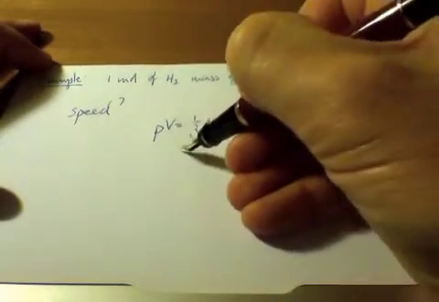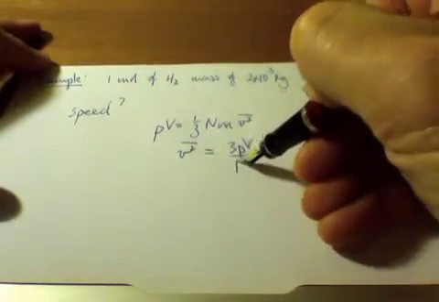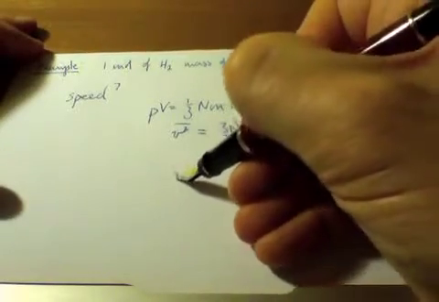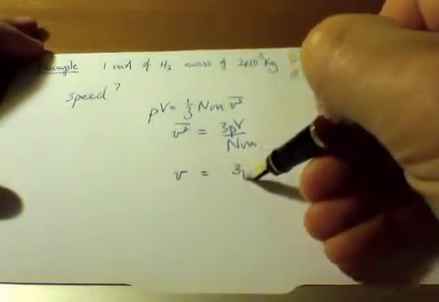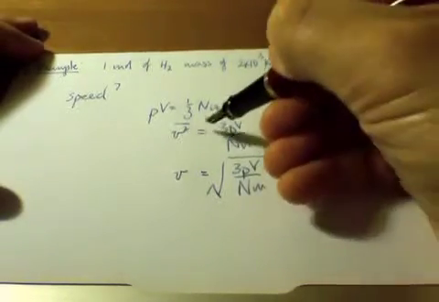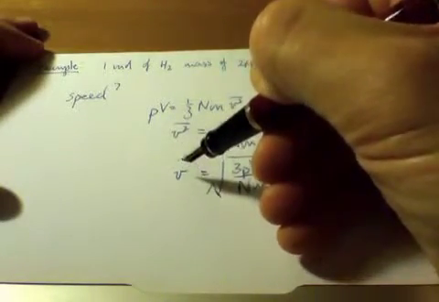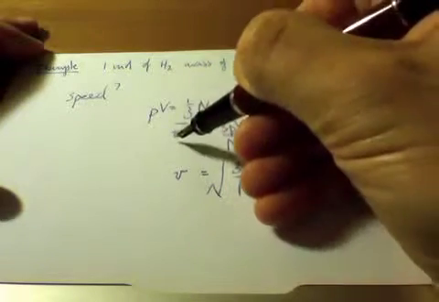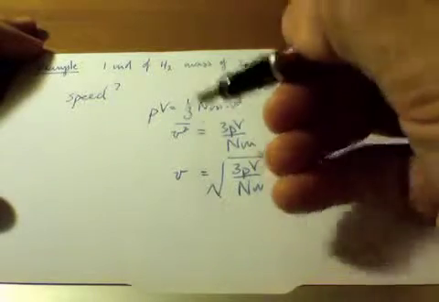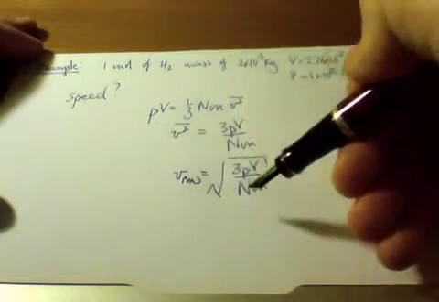Simple rearrangement gives us 3PV over Nm. Now, when we write the final stage, which is the speed of the particles, it comes out, if I square root this side, that's not actually square rooting, that doesn't give us v, mathematically that doesn't give us v. That gives us the square root of the mean squared speeds. We could go into the maths and explain why, but let's not worry too much about it. So what we call it is the root mean squared, so we call it the VRMS value.